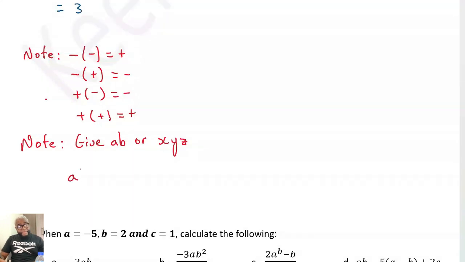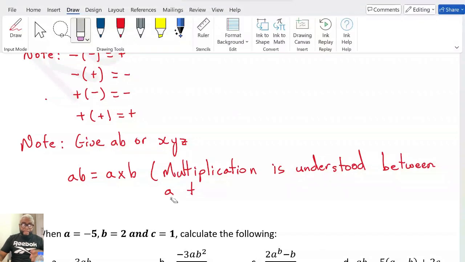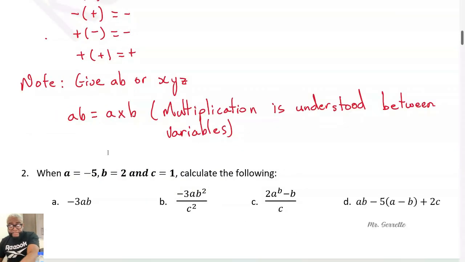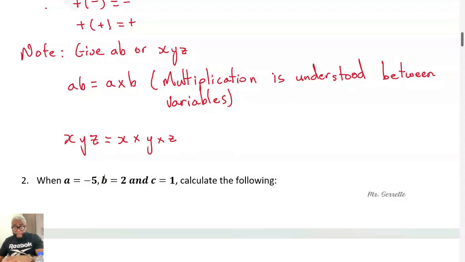XYZ, right? AB is actually A multiplied by B, right? Multiplication is understood between a letter or a variable, or 2 variables, 3 variables, or any amount of variables. So I would put A between variables, right? So if I have XYZ written like that, multiplication is understood in between X and Y and in between X and Z. So if I have XYZ, this will be X multiplied by Y multiplied by Z. Everybody clear? Are we clear? Let's work.